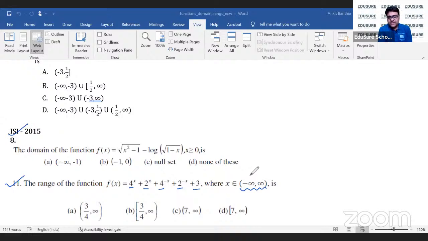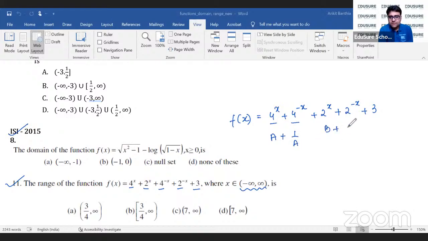Okay, so one of the ways to take a look at this is you can see 4 to the power x plus 4 to the power minus x, 2 to the power x plus 2 to the power minus x. So this is of the format a plus 1 by a. This is of the format b plus 1 by b. Now a plus 1 by a, what can I say? Arithmetic mean greater than equal to geometric mean. This is a very basic inequality that all of us know.